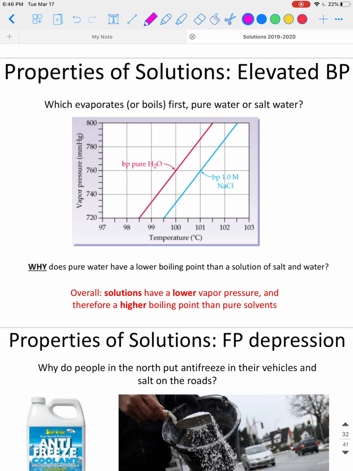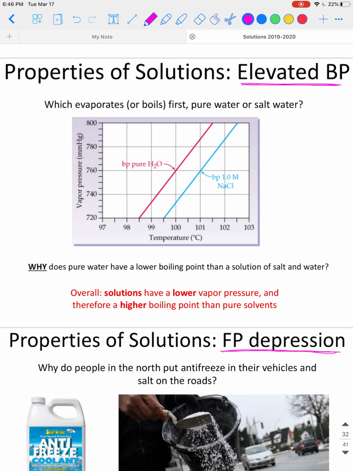These next 2 slides, or 3 slides rather, are not the bulk of chapter 9. They're kind of one of the smaller topics in chapter 9, but I still think it's worth mentioning. Since we're talking about solutions, one important property of solutions is that you will find they have an elevated boiling point, and if you look down at the next slide, they have a lower freezing point.